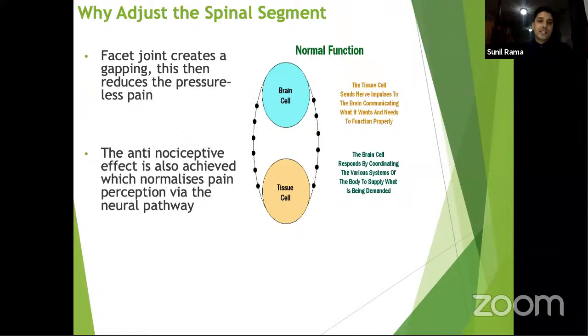Why do we even adjust that spinal segment? What's the purpose of it? What does it do? Now, the facet joint creates a gapping. This then reduces the pressure and therefore less pain. Now, that anti-nociceptive effect is also achieved, which normalizes pain and perception via the neural pathway. And that's what we were talking about earlier when I was detailing the facet capsule as a source for neck pain. So any interruption in that entire area starts sending off this nociceptive feedback, and the adjustment corrects it because we are sending that exact feedback and eliminating the nociception.